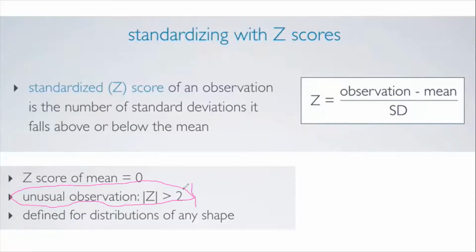So the p-value comes from this statement. A z-score above 2 is a pretty unusual observation, which we can relate to our strict rule, 68-95. Within 2 standard deviations, we get 95% of our data, which is pretty much everything. Other than that is considered fairly unusual. We can define this for a distribution of any shape: we can standardize it and compare on a scale of mean 0 and standard deviation 1. So this is how you standardize it.